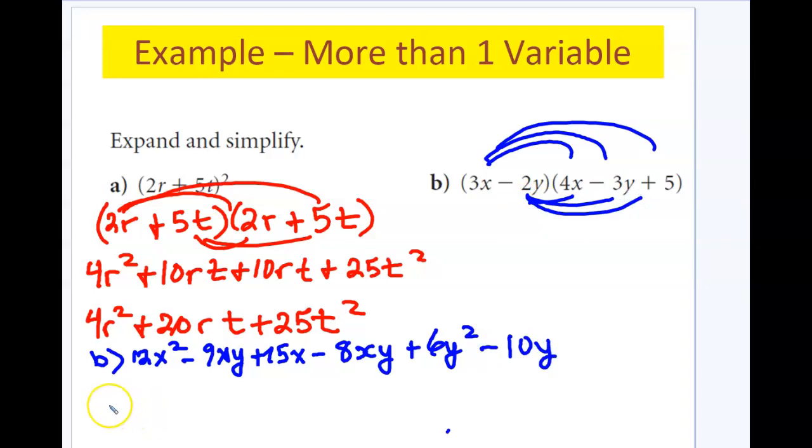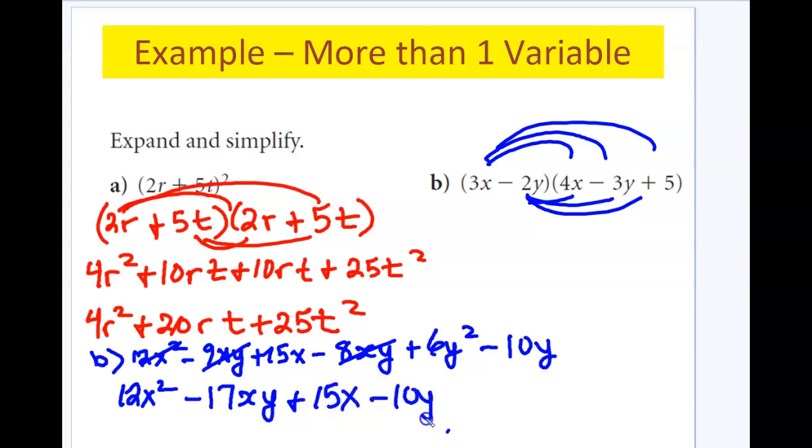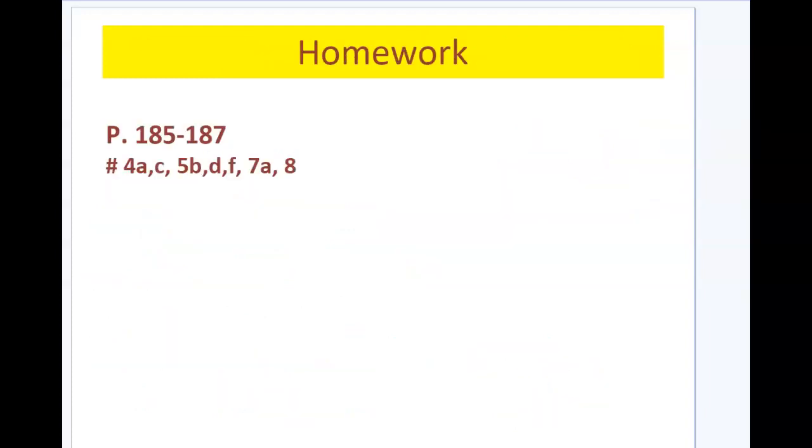And if I gather like terms here, I will have a 12x squared, a negative 9xy and negative 8xy is going to be negative 17xy. And the rest have no other like terms. The order, it really doesn't matter, but that would be the final expression. Okay, so there are some questions for you to try on the first part of 3.7 and see how you do.